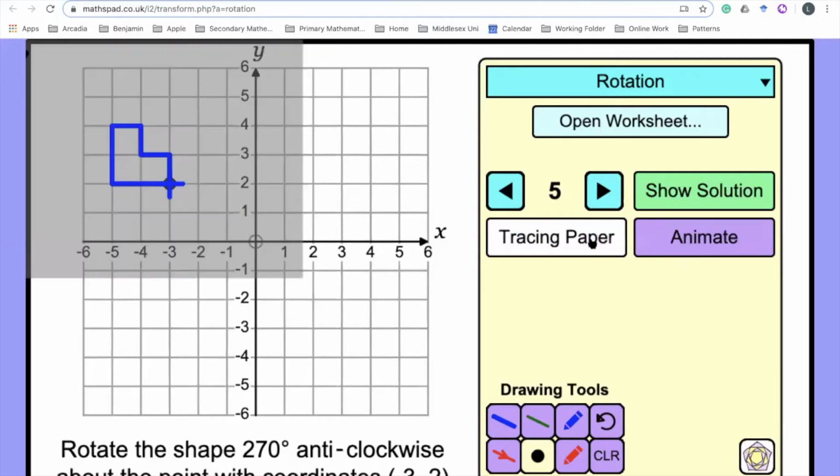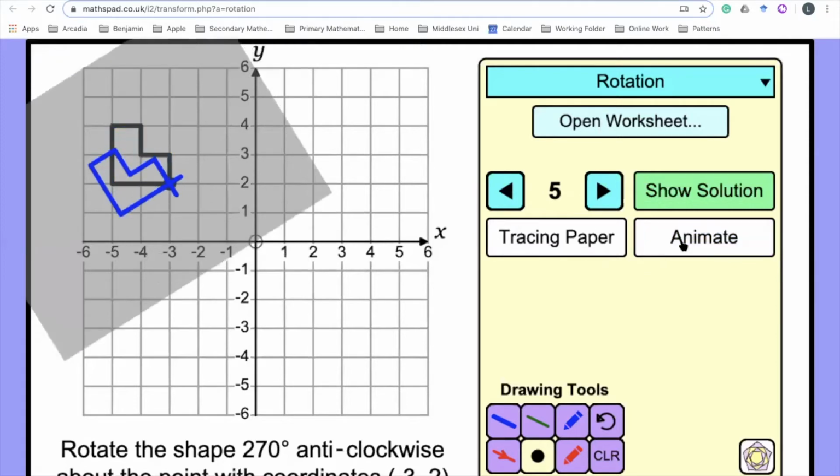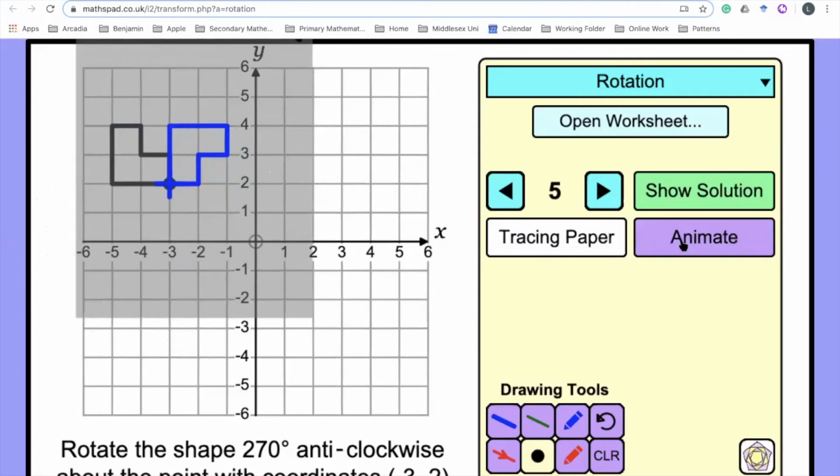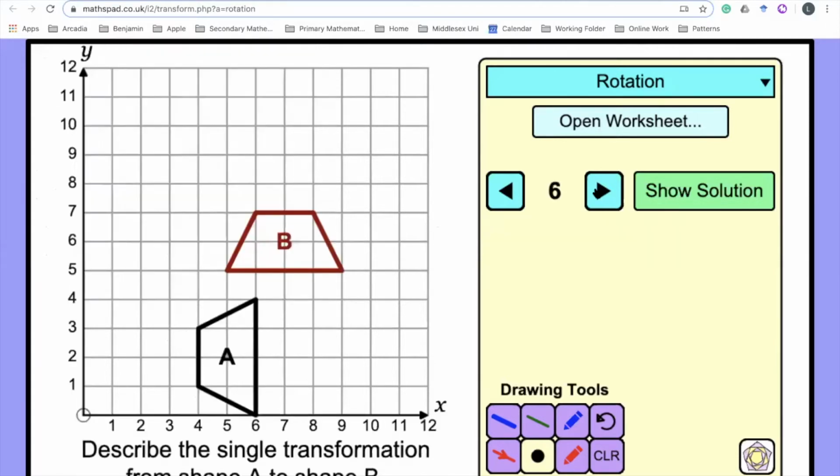But again, you can put your tracing paper over it, still put your pencil in, put your pencil here as the pivot. And there you go. Okay, instead of going 270 degrees anti-clockwise, we could have also done 90 degrees clockwise. So now we have to describe the transformation.